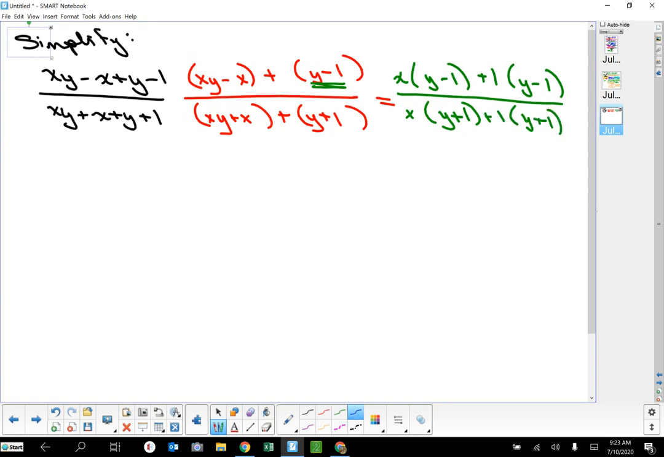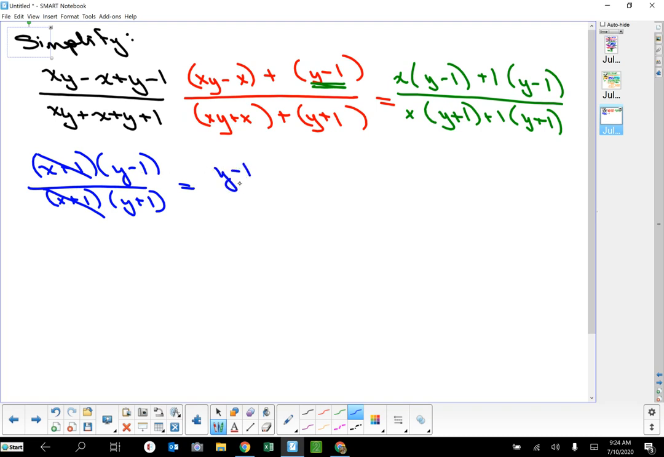Okay, next step is going to look like x plus 1 times y minus 1 over x plus 1 times y plus 1. These are common factors. They would go away. Don't leave your answer like that either. Don't just cancel those out and be lazy and leave your answer looking like that. Rewrite it. Make sure that you're showing all the steps and then box your answer. Okay. All right. So that's how we do that.